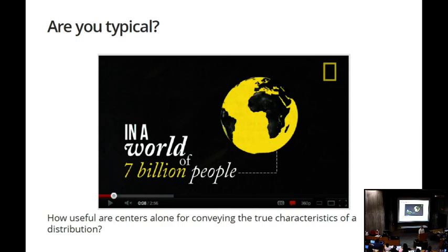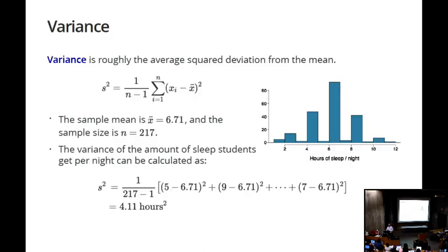Well, if we just measure the mean, we really have no way of saying. If I know what the mean is, I can tell what it is, and I can tell what you are or I am. But I can't really talk about how far I am from the mean, how much spread there is in the distribution. And that's the next idea, which is the idea of variance.